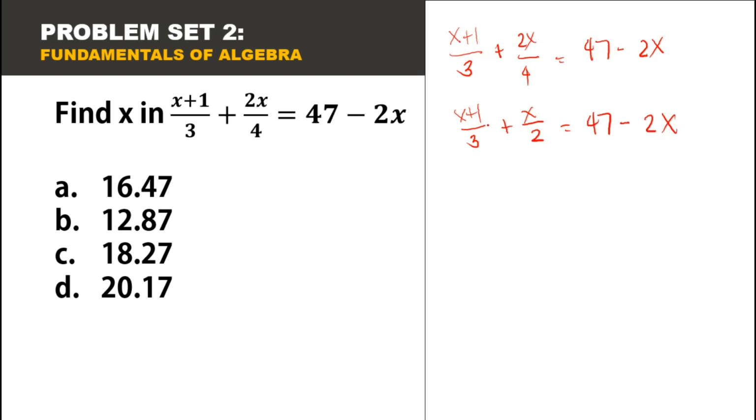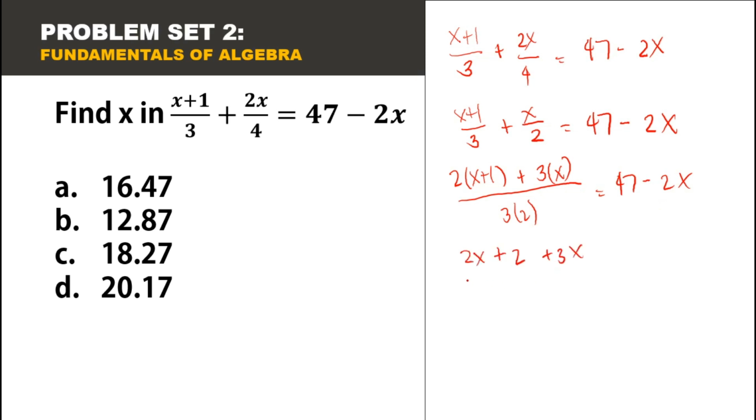So we can combine these two. The LCD is 6. We have 2 times (x plus 1) plus 3 times x all over 3 times 2, equals 47 minus 2x. So we have here 2x plus 2 plus 3x over 6, that is equal to 47 minus 2x.